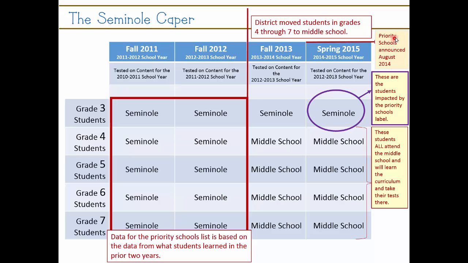So our school, which is going to be labeled a priority school, is based on data over here and formulas that, quite frankly, are hard to determine. It doesn't take a rocket scientist or a statistician to figure out that this is problematic for Seminole. Just look at the visual. There's a huge gap between the data points and the students who will be served.